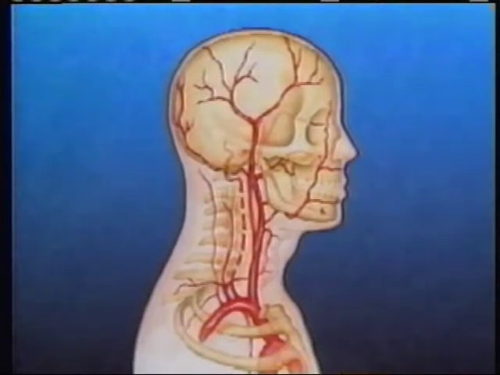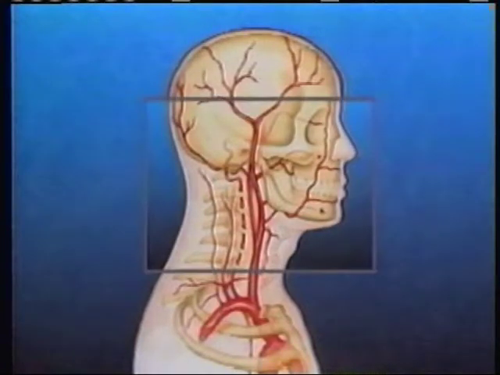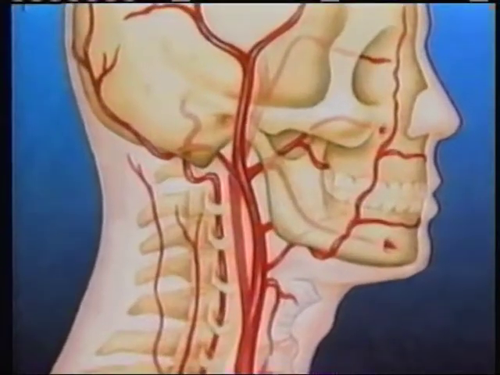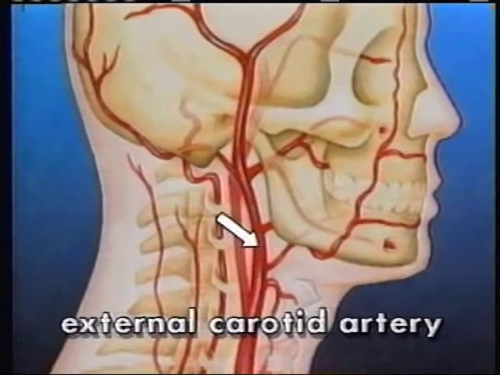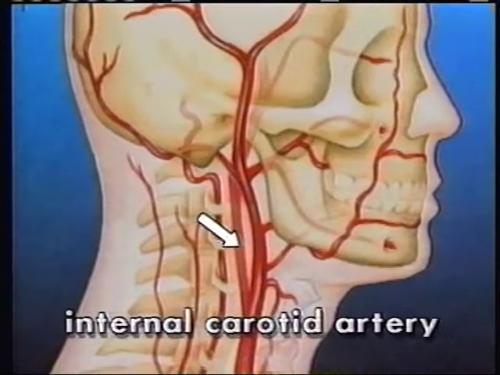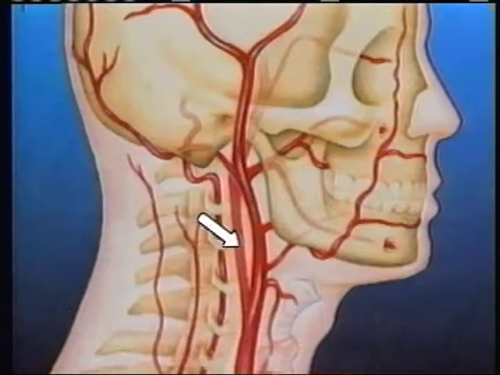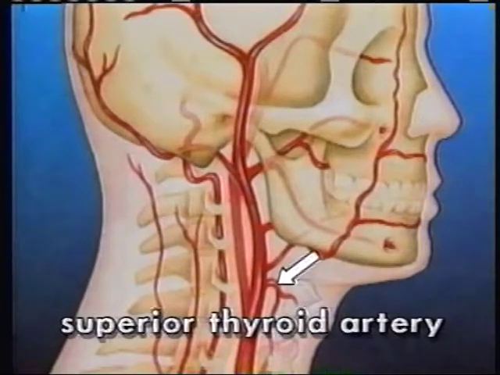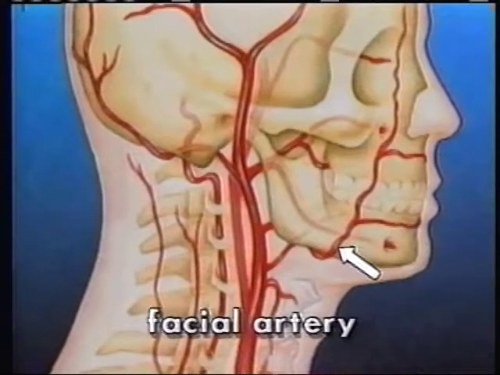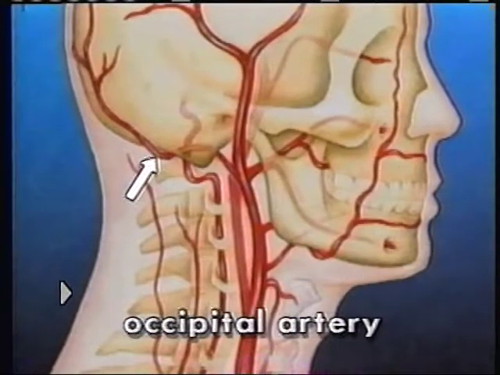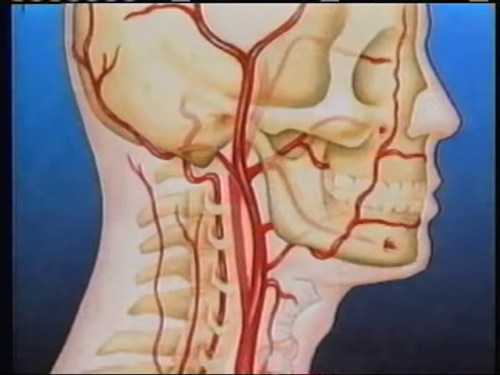Each common carotid artery ascends in the neck without branching until it reaches the superior border of the larynx, where it divides into its two major branches, the external and internal carotid arteries. Some of the branches of the external carotid artery in the neck include the superior thyroid, lingual, facial, and occipital arteries, which supply the thyroid gland, tongue, and skin and muscles of the anterior face and posterior scalp.